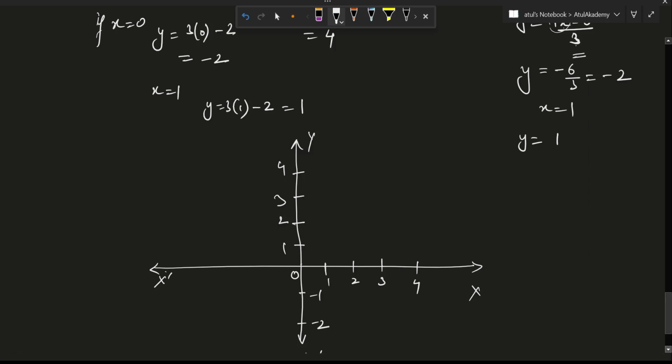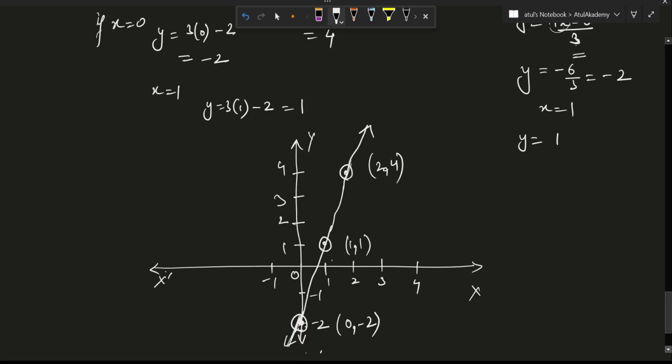There are no negative values, so let's not take it. So 2 and 4 is over here. 0, minus 2 is over here, and 1, 1 is over here. Both the equations have the same points: 2, 4; 1, 1; and 0, minus 2. So when you plot it, you will get a single line for both of them, because they are coinciding lines. Is this clear? It has to be a straight line. You have to draw with the scale.